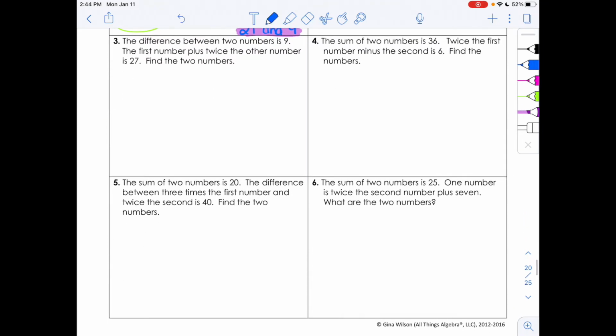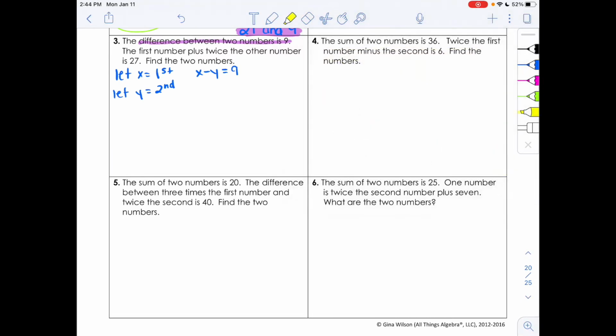Number 3 says that the difference between two numbers is 9. The first number plus twice the other number is 27. Find the two numbers. So we're going to again let x equal our first number and let y equal our second number. And then we're going to write our two systems. The difference between the two numbers is 9. I can write this as an equation by saying x minus y equals 9 because difference means to subtract.